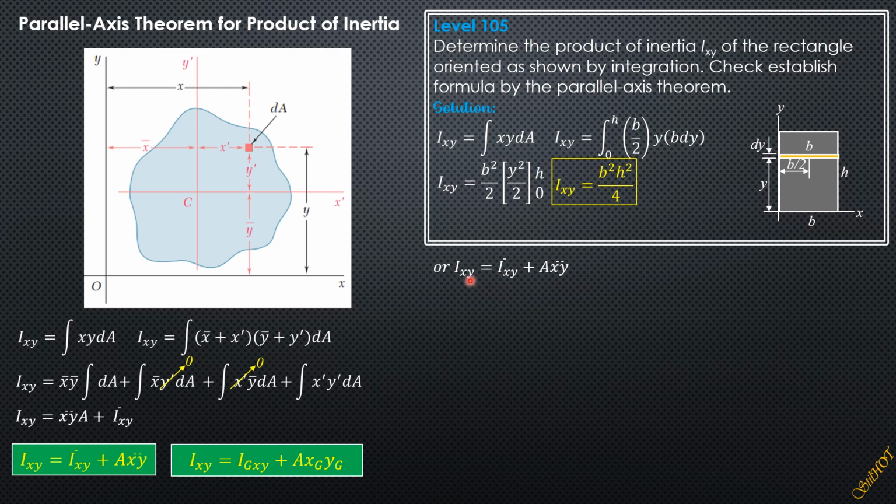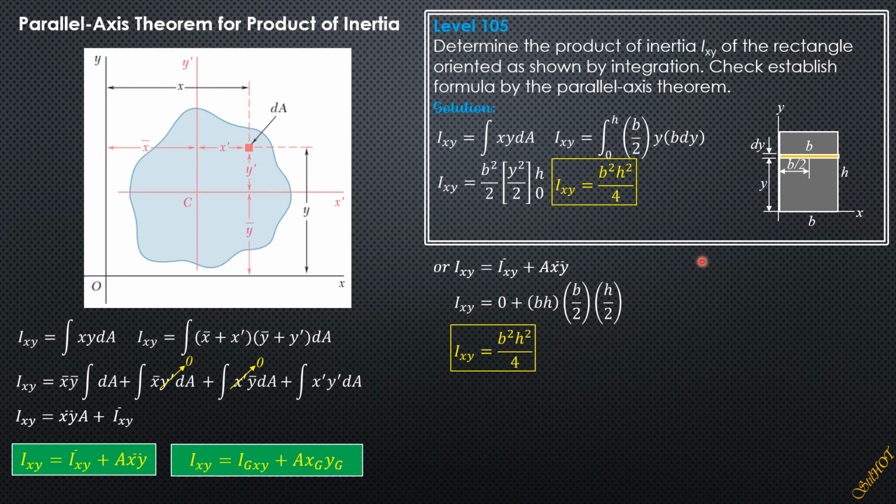So Ixy, let us say unknown, equals 0 plus bh, the area of the rectangle, times b over 2 times h over 2 for barred x and barred y. So the centroid is here, b over 2, that's h over 2. Simplifying this, it will give us the same answer as b squared h squared over 4.